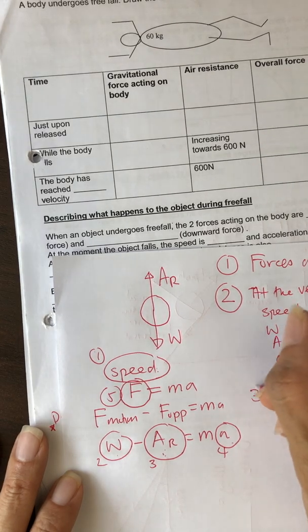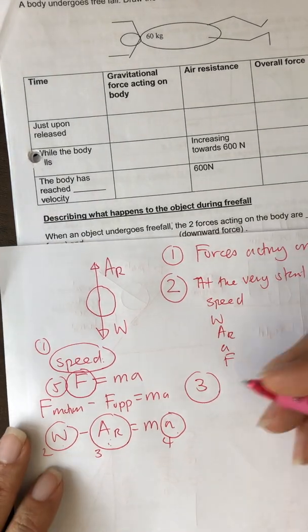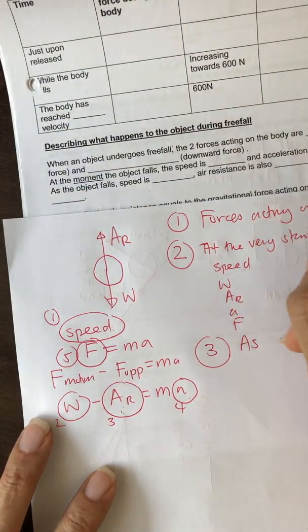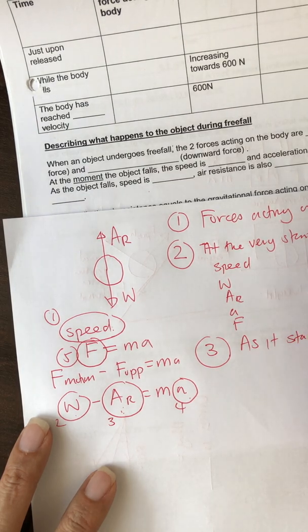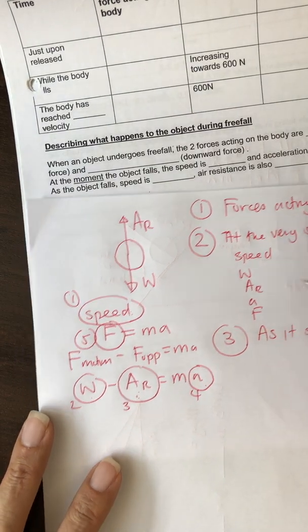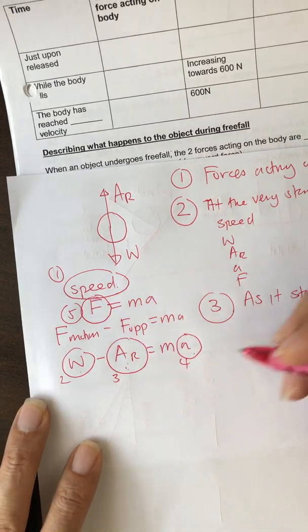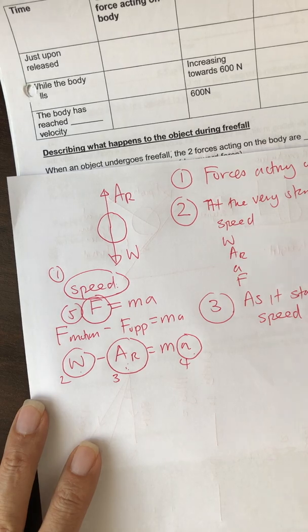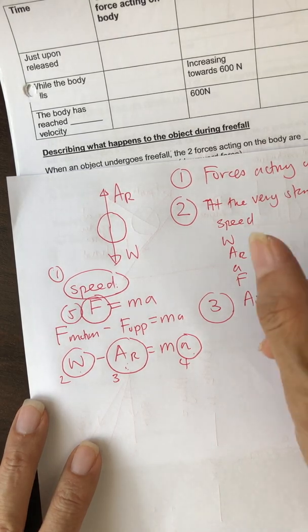Then the story really begins here. That's why it's so long and quite difficult to remember. As it starts to fall, what happens? Same thing, 1, 2, 3, 4, 5. Let's talk about the first one. Speed is increasing, getting faster and faster.